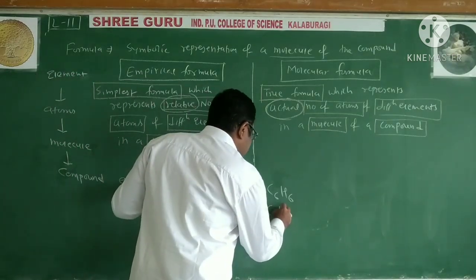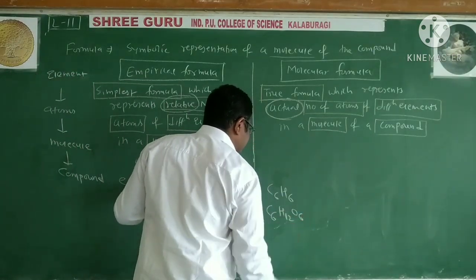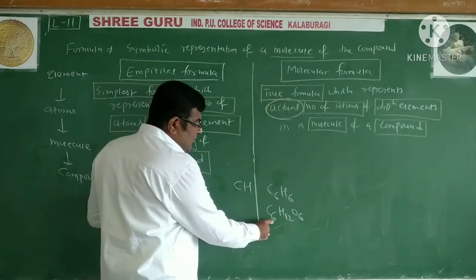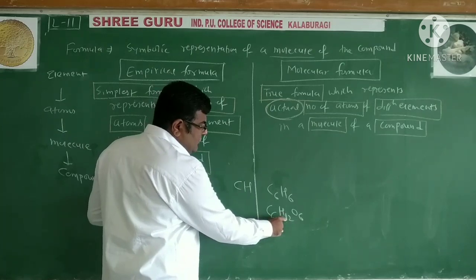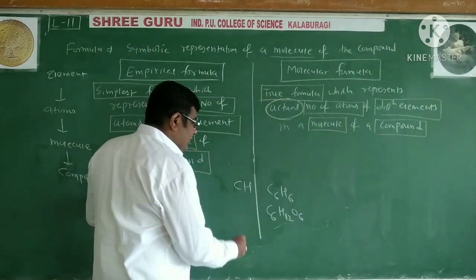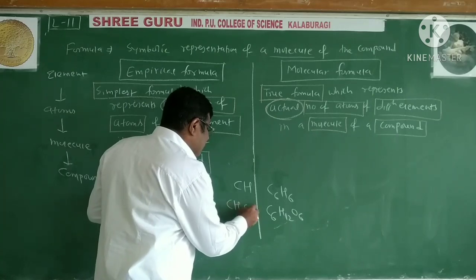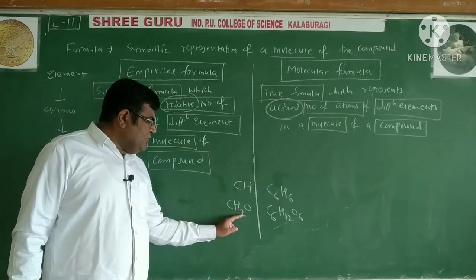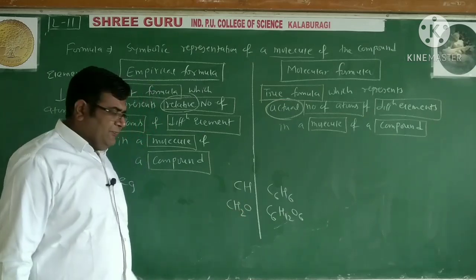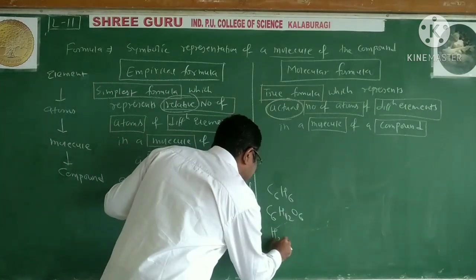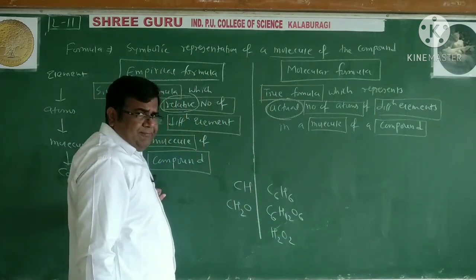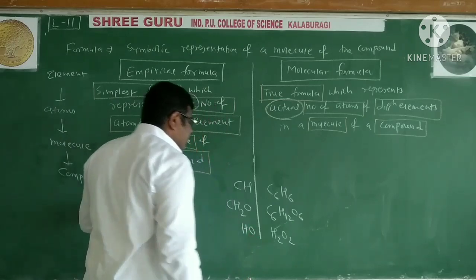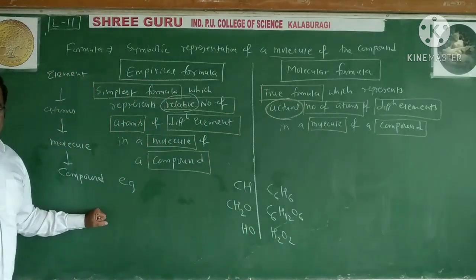Or C6H12O6, glucose. For 6 carbon atoms, there are 12 hydrogen atoms and 6 oxygen atoms. So the empirical formula will be CH2O. For 1 atom of carbon, 2 atoms of hydrogen, 1 atom of oxygen. Hydrogen peroxide, H2O2. For 1 hydrogen atom, 1 oxygen atom. So it is HO, right?